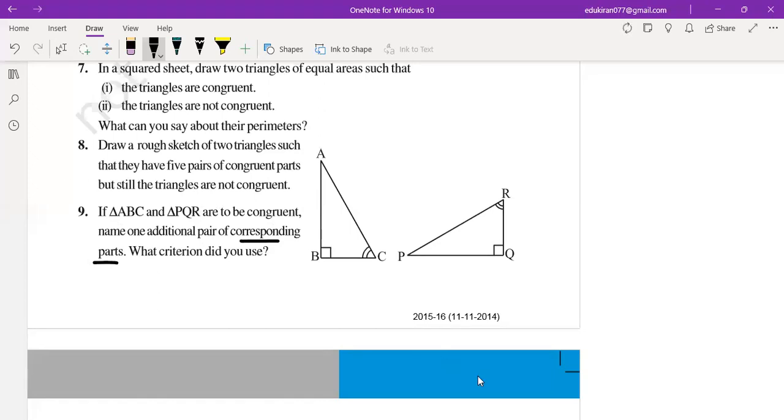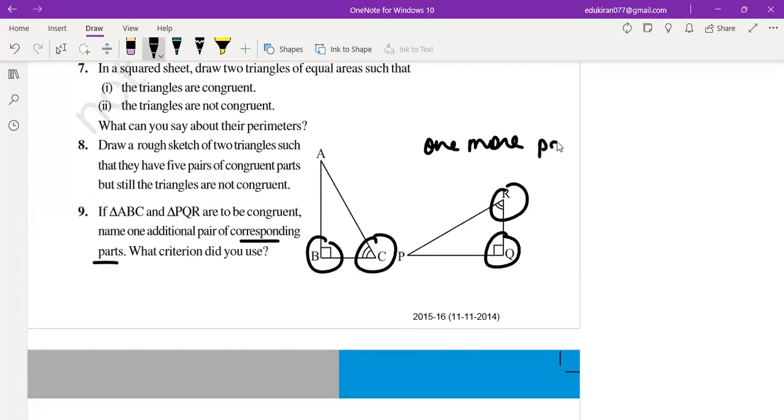Ma'am, we just have to write the criteria name, right? Yes, and one additional pair. So first of all, by looking at the figure, you will say that these two triangles are congruent, right? And then you have to tell one additional pair apart from this. In the figure, automatically you can see this and this, they both are equal. This and this, they both are equal. You have to find one more pair that will make it congruent. Clear?